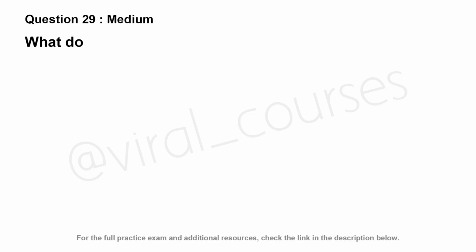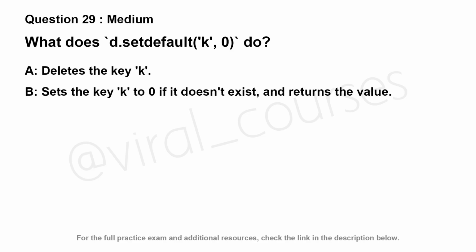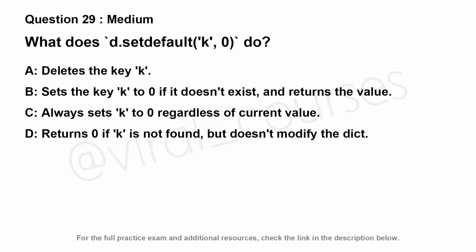What does d.setdefault(k, 0) do? Option A, deletes the key k. Option B, sets the key k to 0 if it doesn't exist, and returns the value. Option C, always sets k to 0 regardless of current value. Option D, returns 0 if k is not found, but doesn't modify the dict.